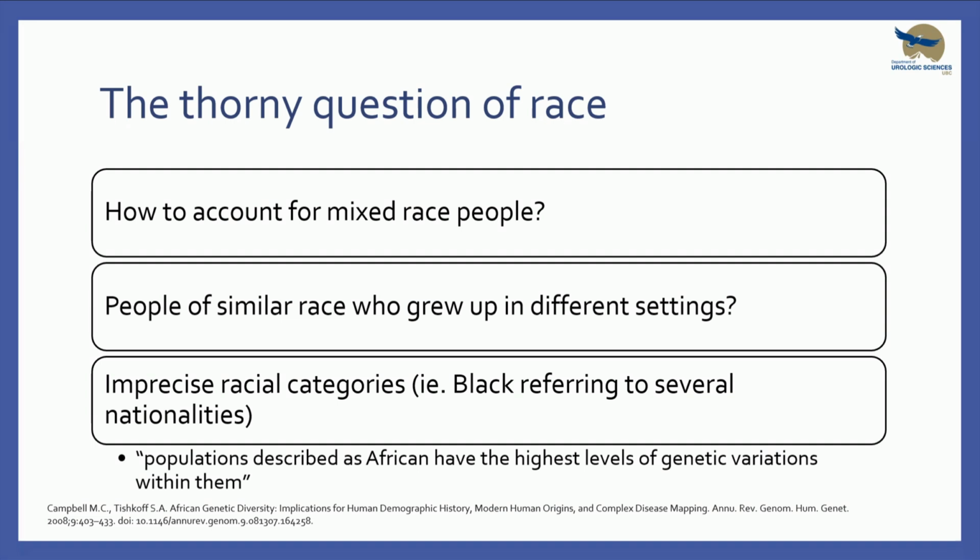We know, for example, in the prostate cancer literature, that those of East Asian descent who were born and grew up in a North American setting have risk factors more similar to others in the North American setting than those of East Asian descent who grew up in East Asia. And also, as noted before, the racial categories can often be imprecise. So, for example, Black can refer to several different nationalities, and indeed, studies have shown that populations described as African have the highest levels of genetic variation within them.